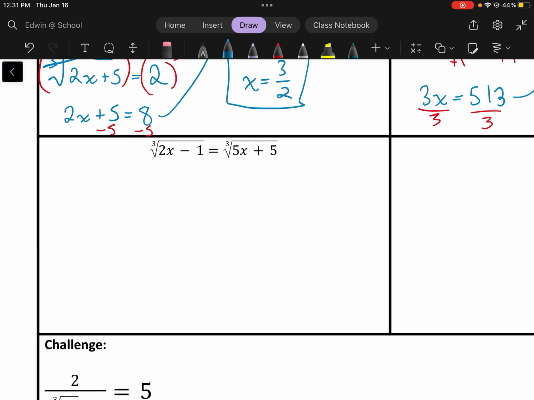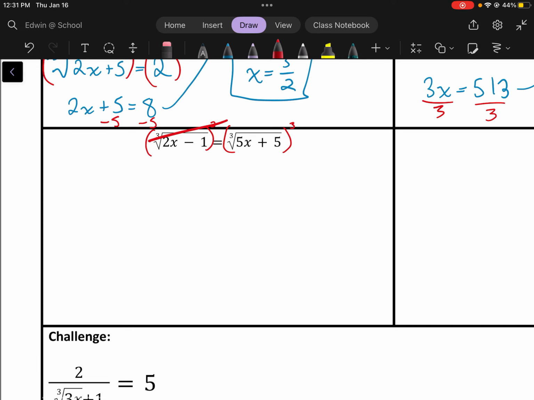All right, next question. So we have something like this, and this is kind of complicated because we got radicals on both sides. But the trick is to cube both sides anyways. So we're going to cube this side because it's isolated. But if we cube the other side, then it also cancels out the cube root. So the main idea is that the cube root is canceled out on both sides. And now from here, we just solve this like a normal equation.